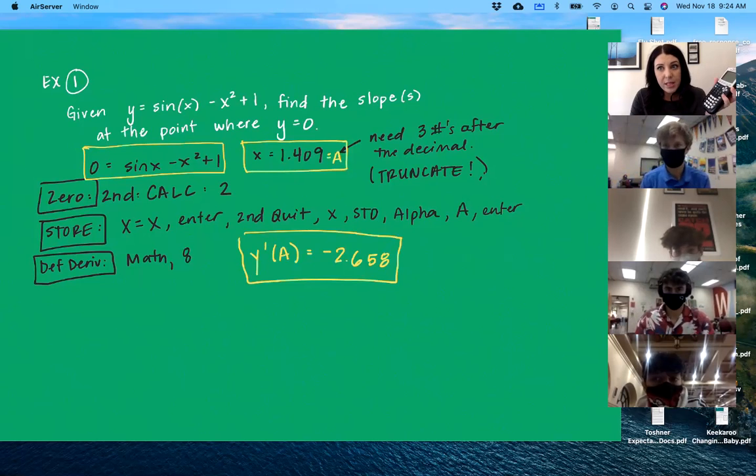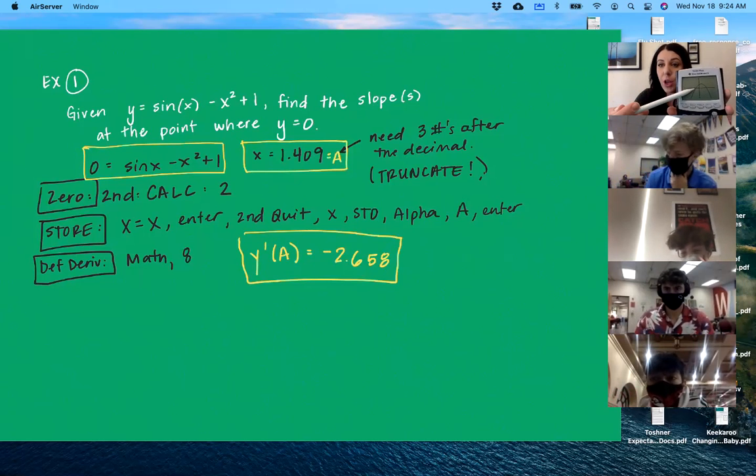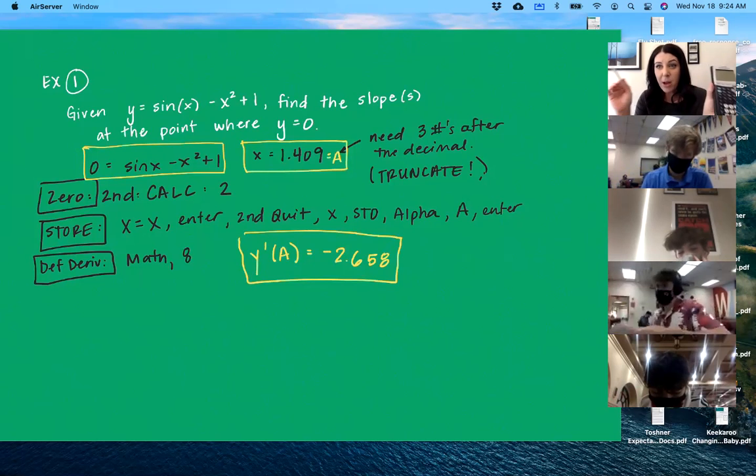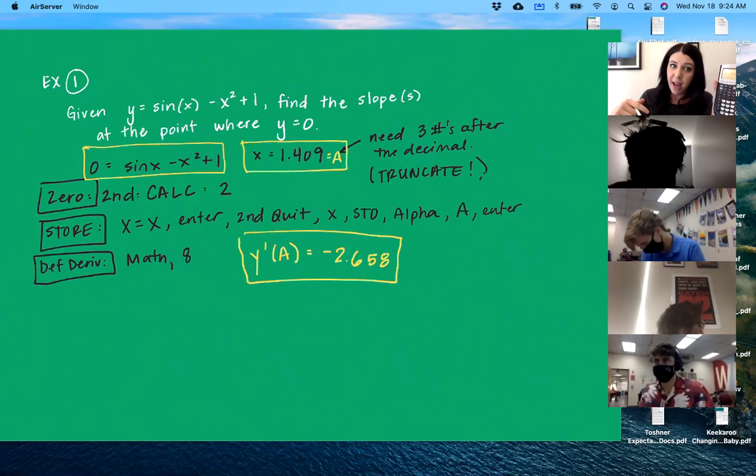Okay, but you would follow the same process. So if I go back to my graph and want to find the other 0, this one over here, I would go second trace. I would go to 0, which is that number 2, right? I do my left bound, my right bound, my guess, and then press enter, and it's going to pull that up. Then I would store that value.